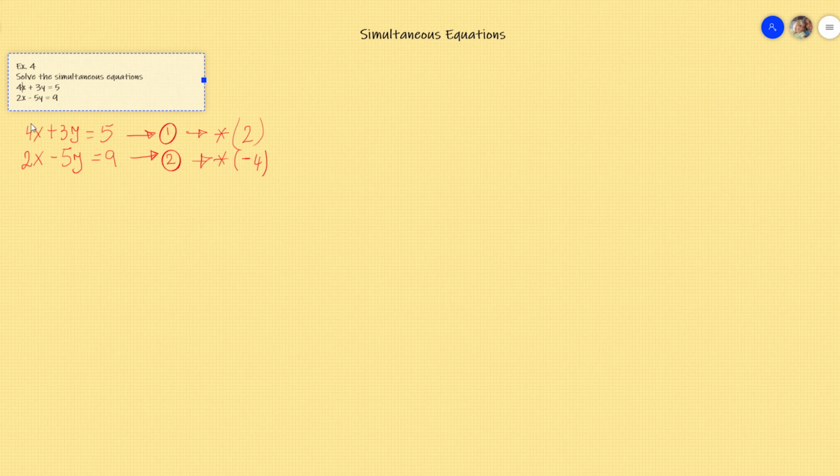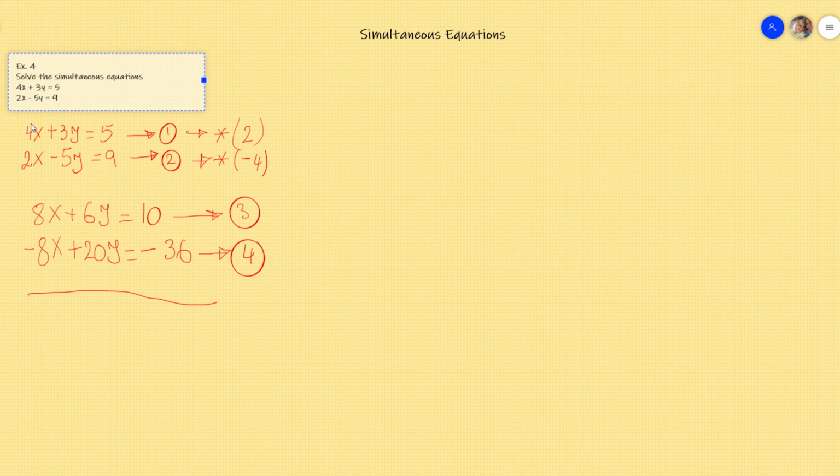By multiplying equation 1 by 2, we will have 8x plus 6y equal 10, and we could call it equation number 3, and negative 8x plus 20y equal negative 36, and we will label it equation number 4.